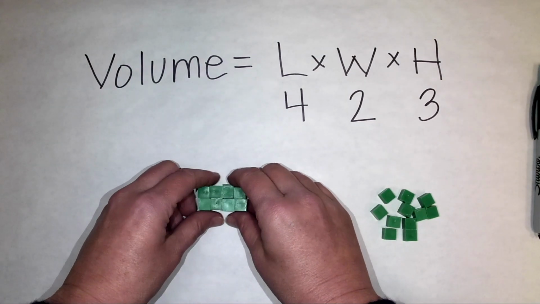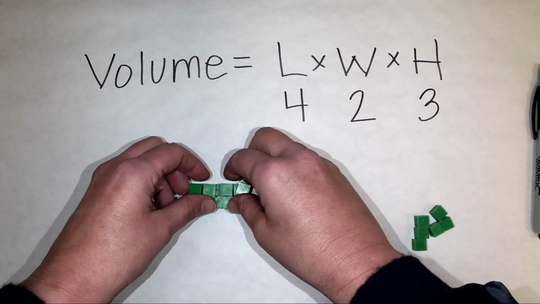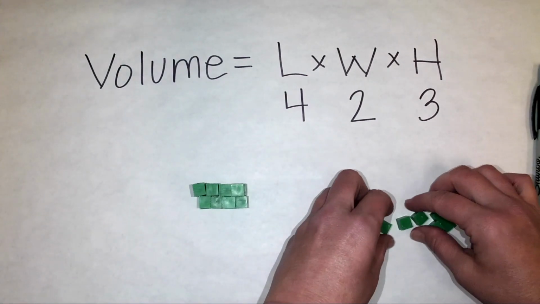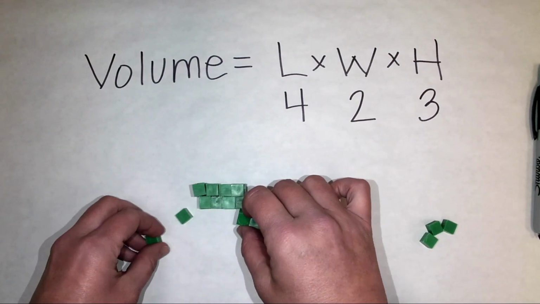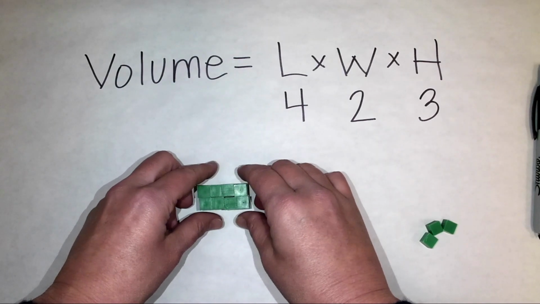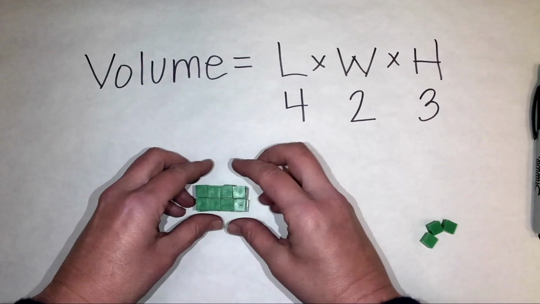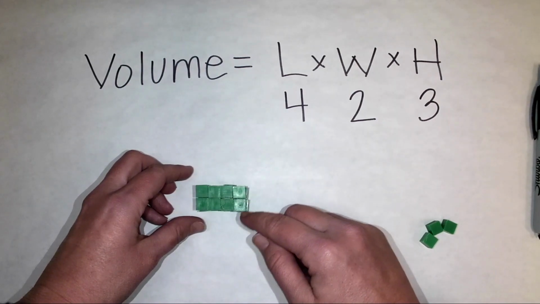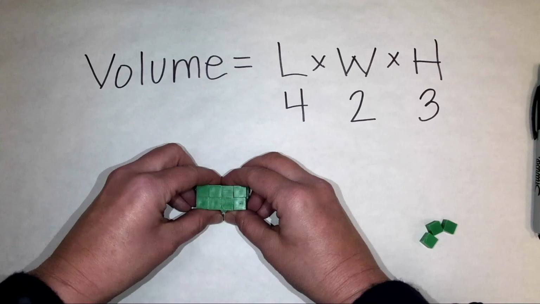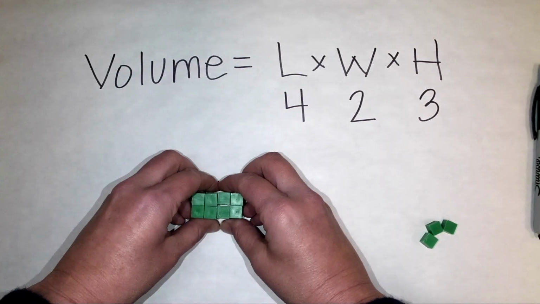Okay, get it all there. And then I'm going to bring in another layer here. So now I have a height of 3. Now, if I'm very careful and I don't topple my beautiful figure there, I can hold it together and kind of show that I have the length of 4, the width of 2, and the height of 3. Just trust me that that is true.